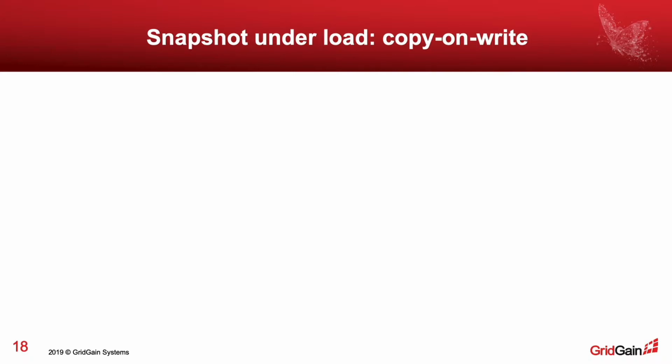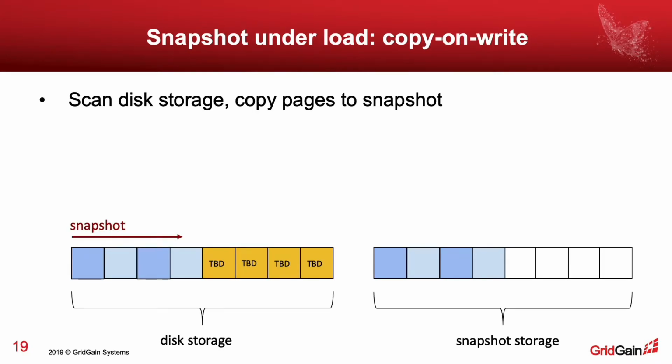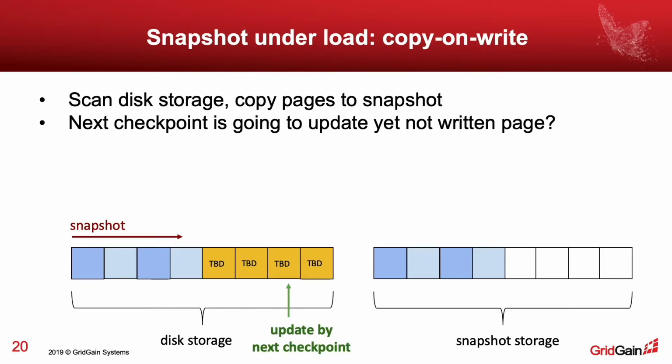Quite a simple architecture, and let's proceed. I'll now explain how we create consistent data snapshots with this architecture under load. As I said, every page is always present on disk, so what we have to do is just scan the disk storage and copy all pages to a separate snapshot storage. It's quite simple, but there can be conflicts. There may be conflicting updates performed by concurrent checkpoints.